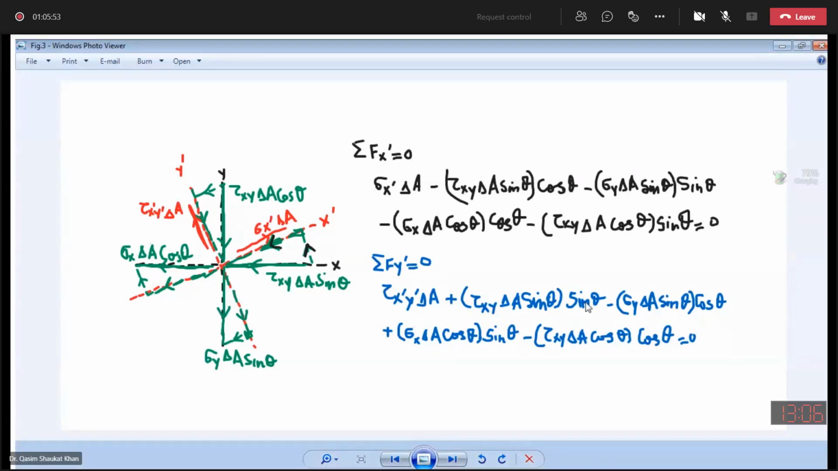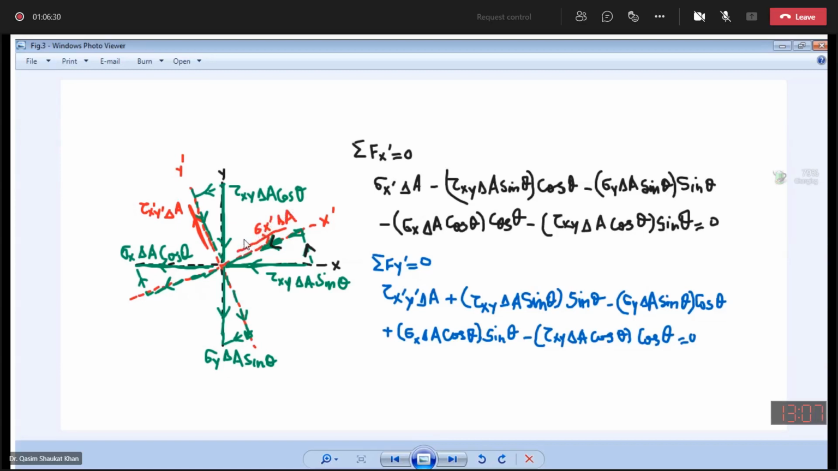Now we will continue. We have to apply the equilibrium equation. First, summation of forces about x dash axis is equal to 0. And then in the second case, we will apply the summation of forces about y dash axis equal to 0. So let's start. First we are just going to write the forces about x dash axis. So we have sigma x dash delta A.